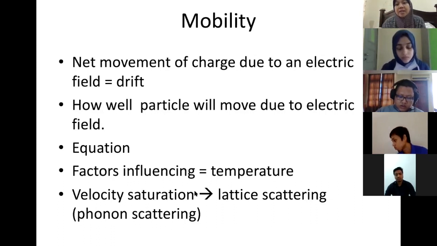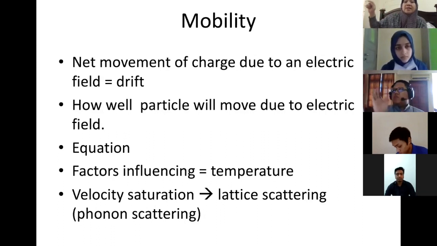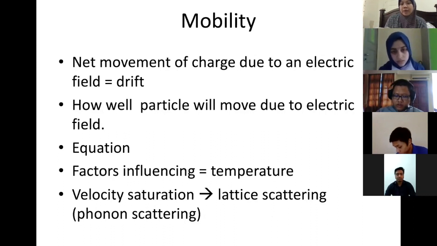In the end, that's why you have velocity saturation: if you keep on increasing the voltage, the electron will not keep on increasing its velocity, because it starts hitting the atoms more. This is called lattice scattering or phonon scattering. They are the same. Phonon because of the heat, and lattice because it is hitting the lattice, the atoms inside the semiconductor.